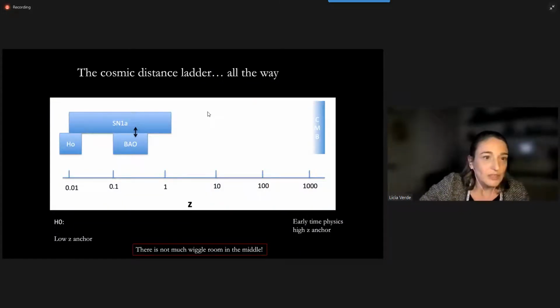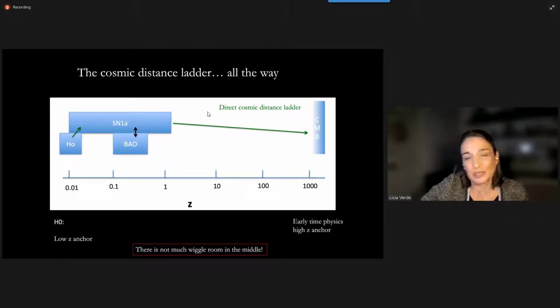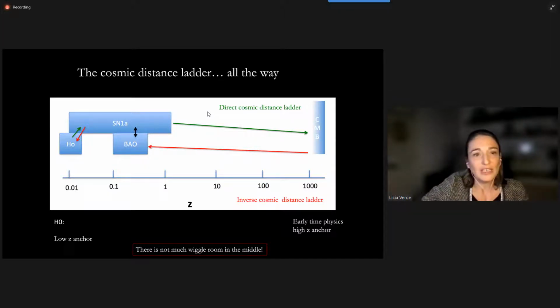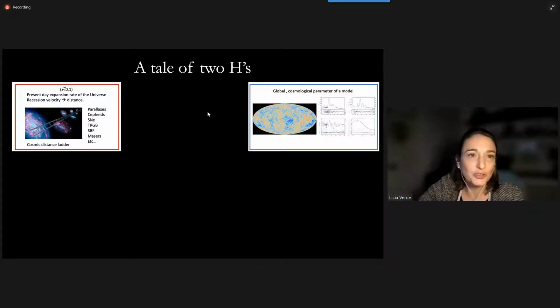So the traditional way is to do the cosmological distance ladder to get to H0 and to get into the supernovae. Now the supernovae and the baryon acoustic oscillation overlap in redshift, and therefore they can be calibrated in terms of distances to one another, but the baryon acoustic oscillations are calibrated on the early time universe, that is the cosmic microwave background. And then, of course, one can also do the opposite and do the same thing the other way around. And what we've learned is that there's not much wiggle room in the middle. So now we have two ladders and therefore a tale of two H0s.